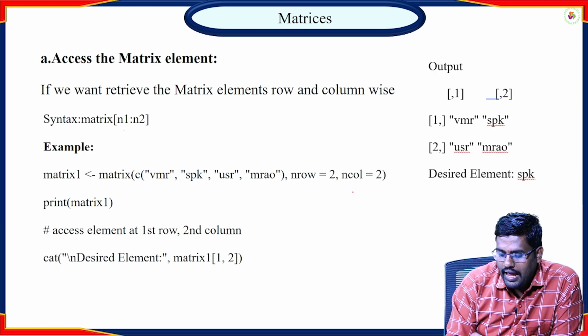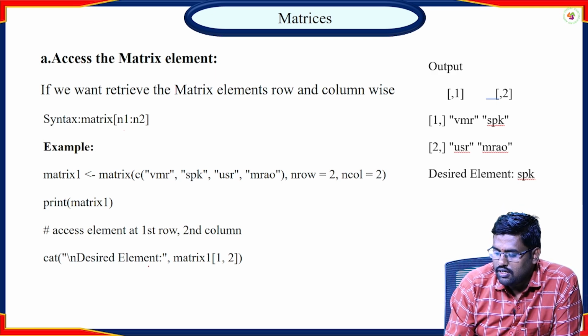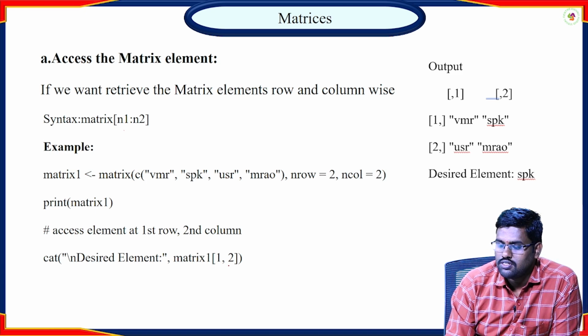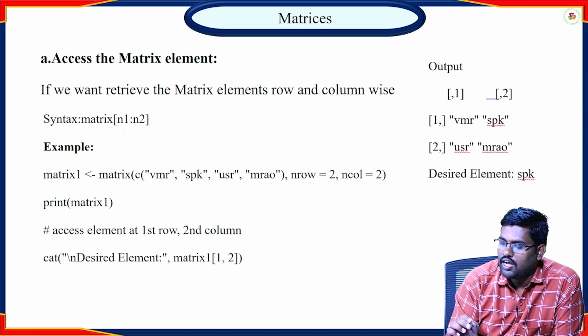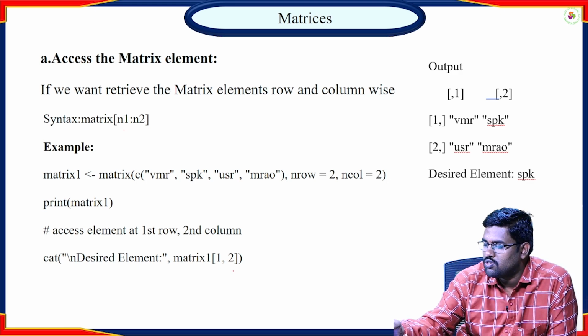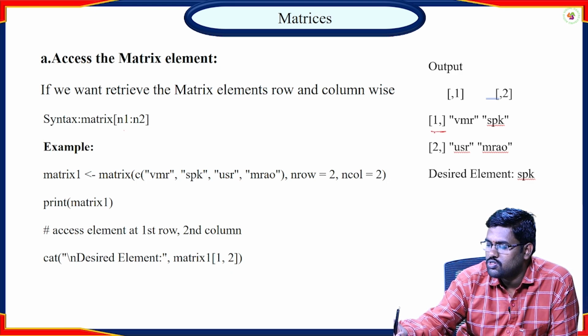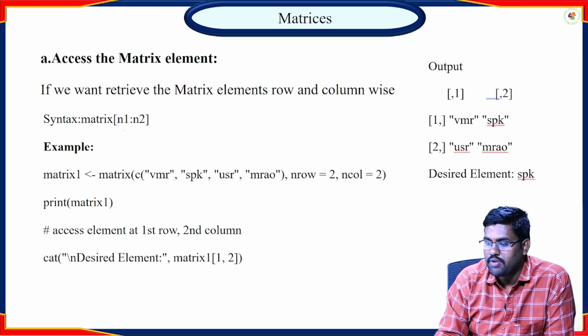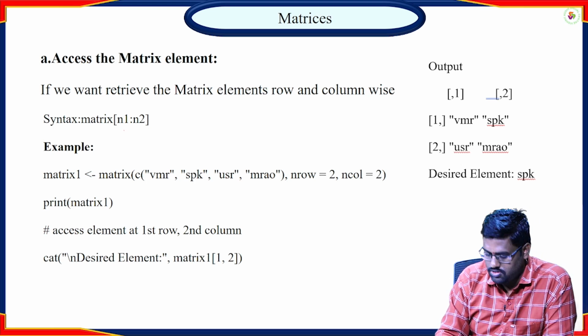Now here I desire the element matrix of 1 comma 2. That means the first row, second value. The desired element for first row, second value is SPK, so SPK will be printed. That is about how to access the matrix element based on the index numbers.